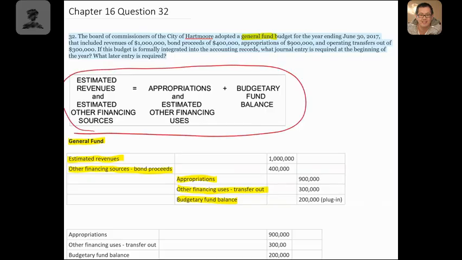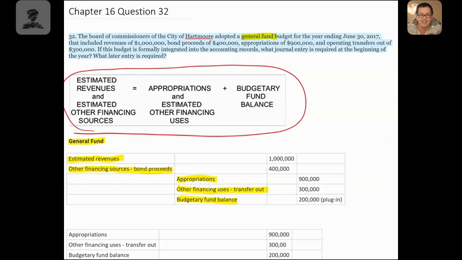Basically, this journal entry is based on the budget account equation. In this equation, on the left-hand side, we have estimated revenues and estimated other financing sources. Those are all estimated cash inflows, and they are on the left-hand side. Remember, it's very similar to the basic accounting equation, where we have assets on the left-hand side. If they're on the left-hand side, they are going to increase through debit. On the right-hand side, first we have appropriations and estimated other financing uses, and both are potential cash outflows. So they're on the right-hand side, and we increase them through credit.